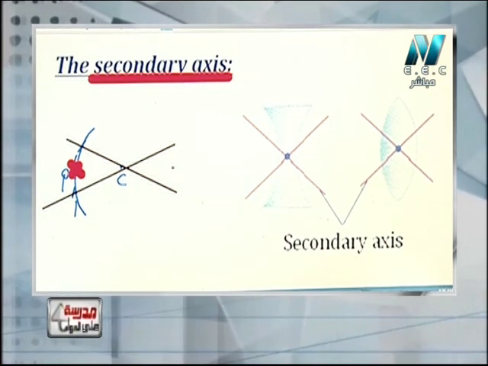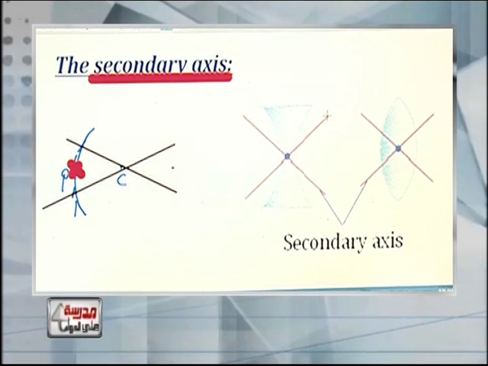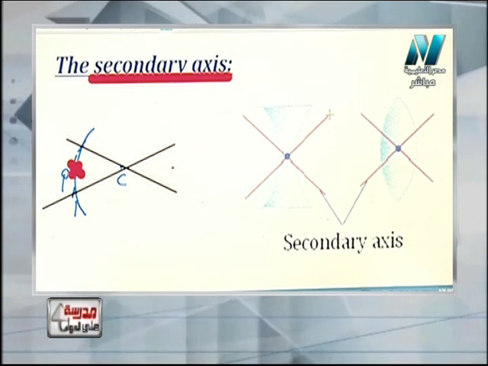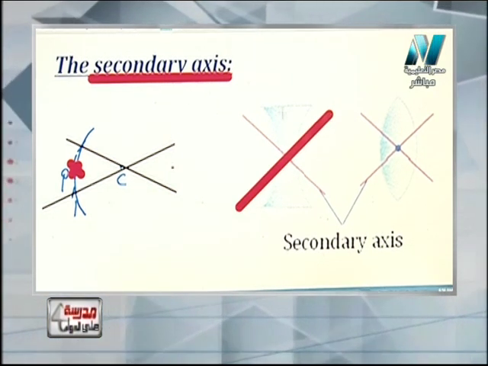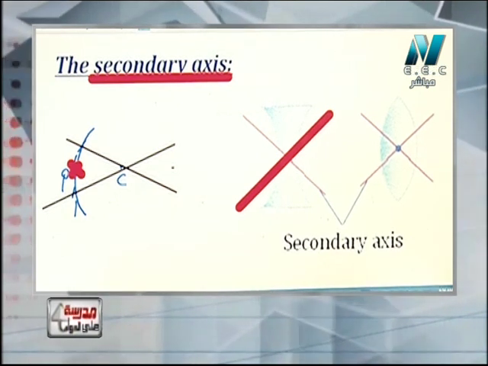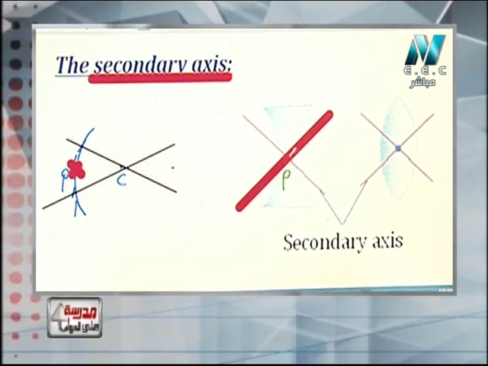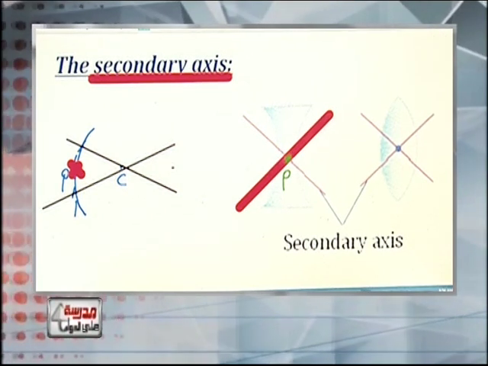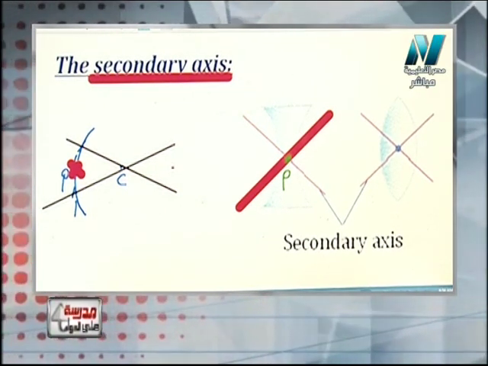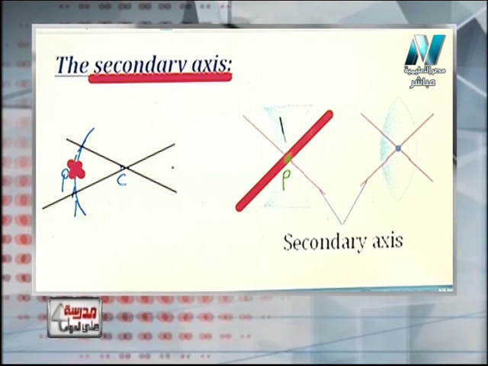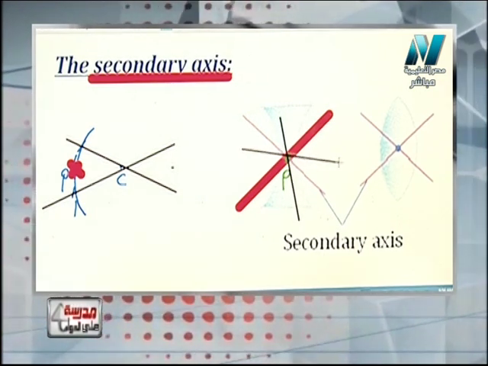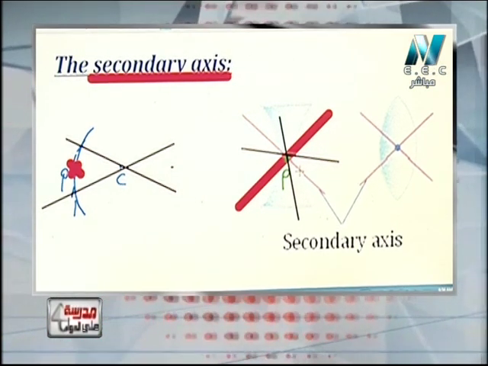At the same time, the secondary axis in the lenses is a straight line that passes through the optical center only. So here we have a secondary axis, and here we have a secondary axis, and so on. So we have an infinite number of secondary axes.